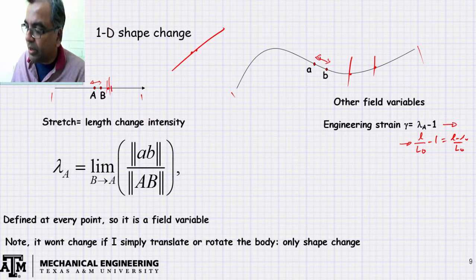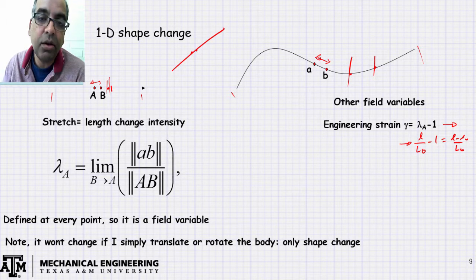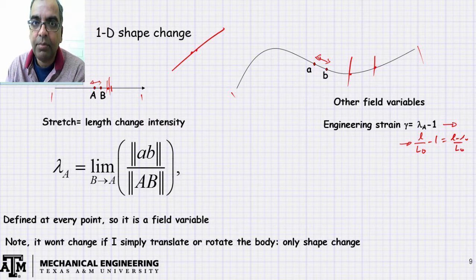But that's not the only thing you can do. The problem with all these engineering strains and things like that is that the lower limit is a finite number, but upper limit is infinity.